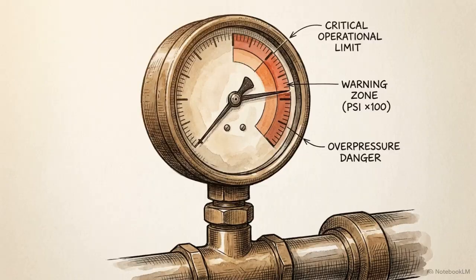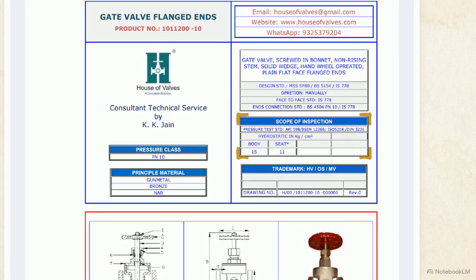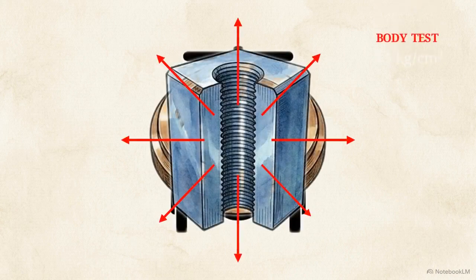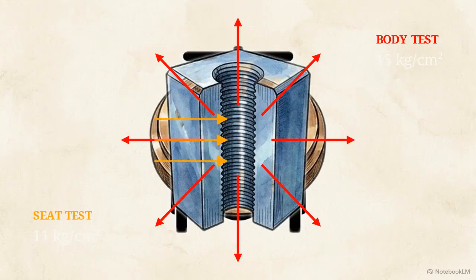The final phase of decoding defines the absolute operational limits and standards for the hardware. The hydrostatic testing parameters in this box dictate the safety margins required before the valve is cleared for use. Note the discrepancy in the data. The body is tested to 15 kilograms per square centimeter, while the seat is only tested to 11. Engineers test the outer shell to a higher burst limit to prevent external leaks, while the internal seat is tested only to the limits of the PN10 operating pressure.